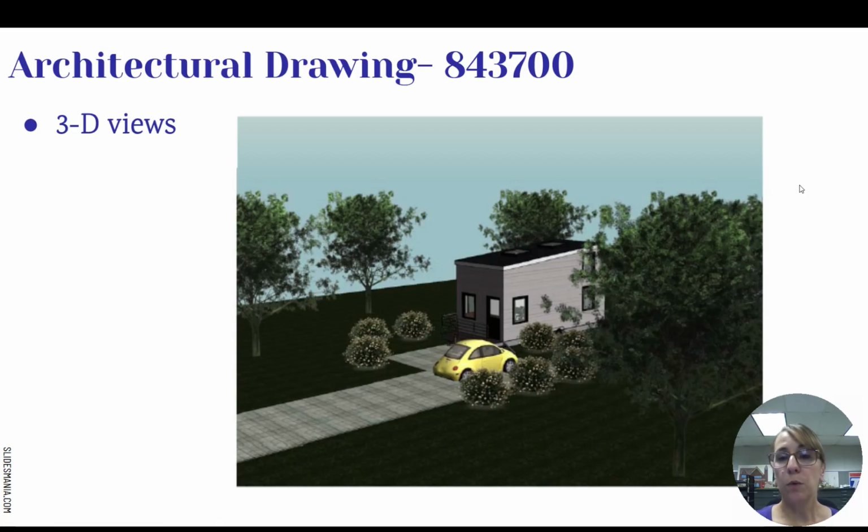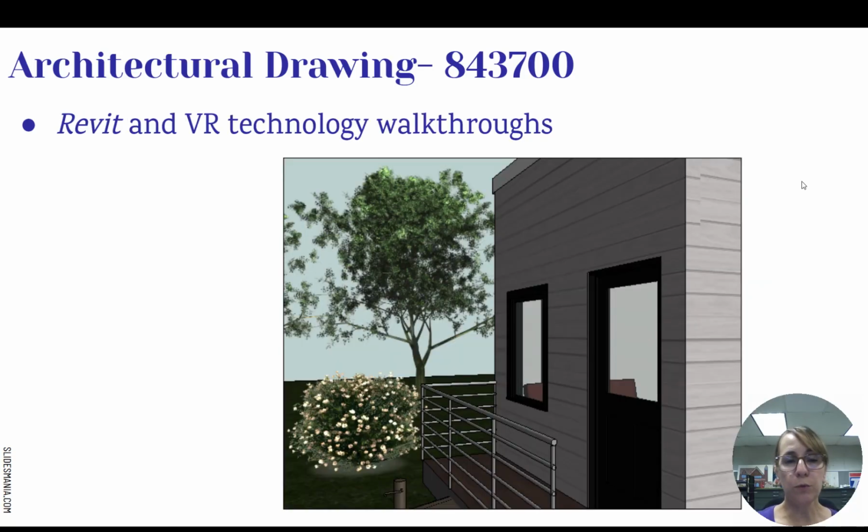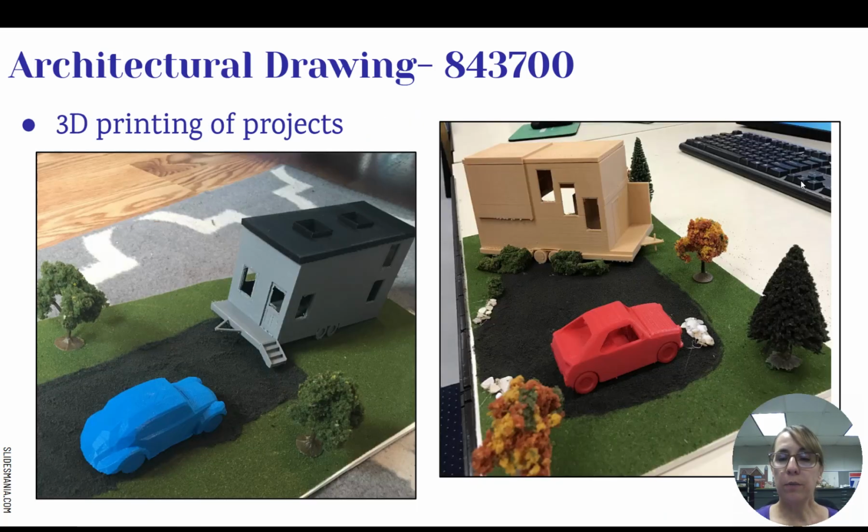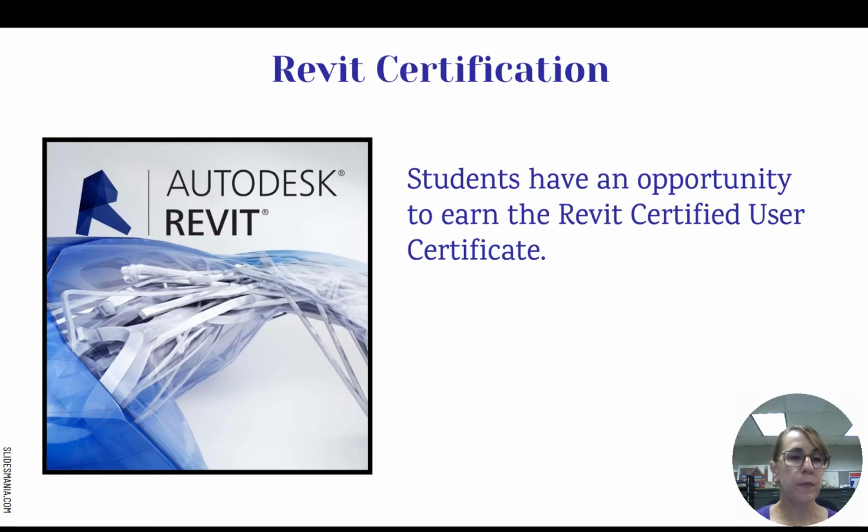We do 3D views, so we learn how to create perspective drawings with pencil and paper and some rulers and straight edges, but then we also learn how to create them in the computer using our 3D models. We use Revit, like I mentioned before, and have in the past used VR technology to create walkthroughs of our buildings. And we utilize our 3D printers to create site models of our buildings, how they're going to sit on the site, what the space would look like.